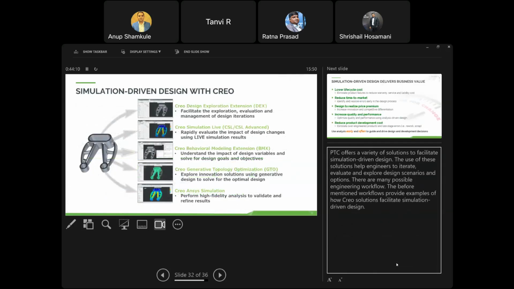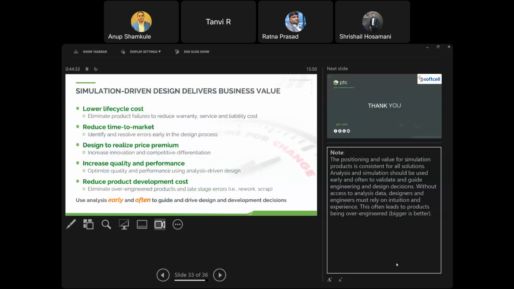Creo Simulation Live and the behavior modeling extension are basically to optimize your designs. You have a goal, for example, of stress or deformation, and in order to achieve that goal, what design alternatives do I need? So those things are here. Okay, so in a nutshell, these are the advantages when you look at simulation-driven design.